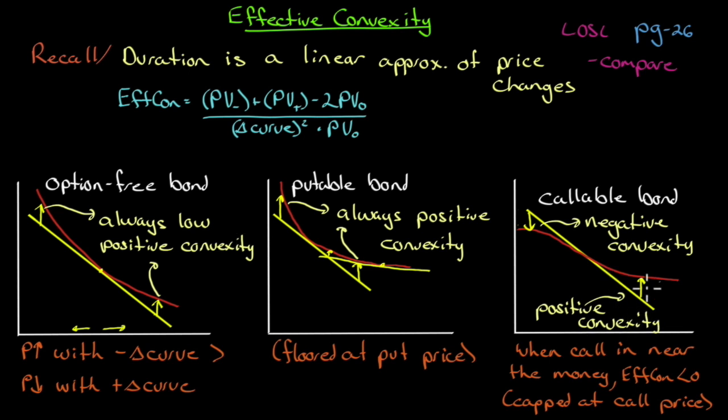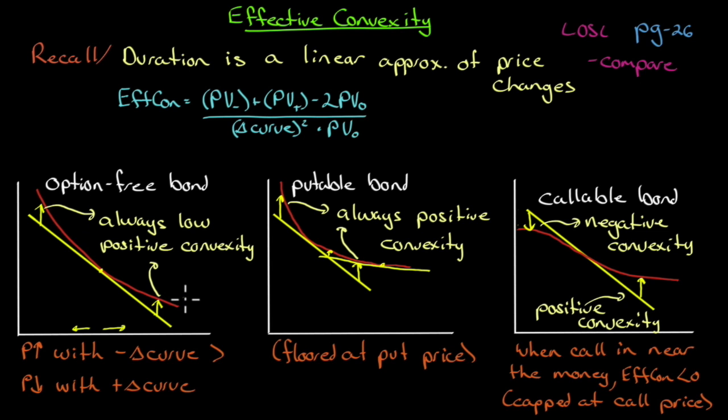When the call is out of the money, we have positive convexity because the callable bond will act like the straight bond. However, it is drawn to par as interest rates drop. The price of the bond is drawn to par, so that you end up with negative convexity when the call is near the money and entering into the money. So when the call is near the money, effective convexity drops to below 0 simply because the bond is capped at call prices. Here we have, for the puttable, positive convexity all the time because the bond itself is floored at the put price, so it doesn't keep extending downwards.